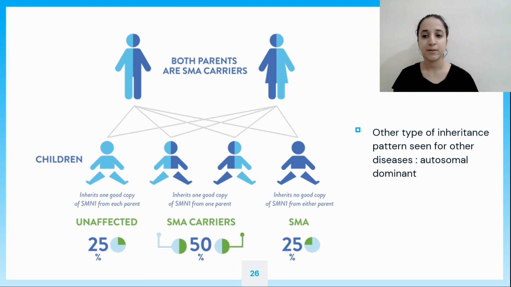Another type of inheritance pattern seen for other diseases is autosomal dominant. Here, only one faulty gene can cause a disease, but luckily it is not so for SMA.